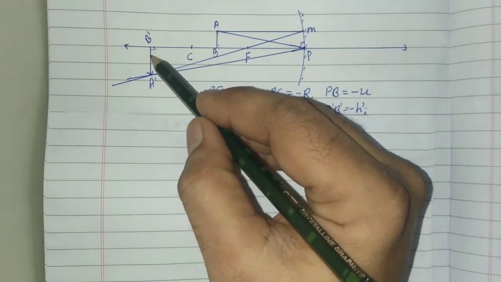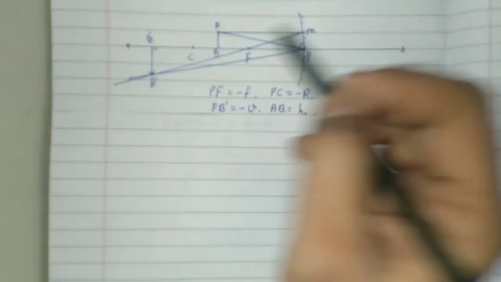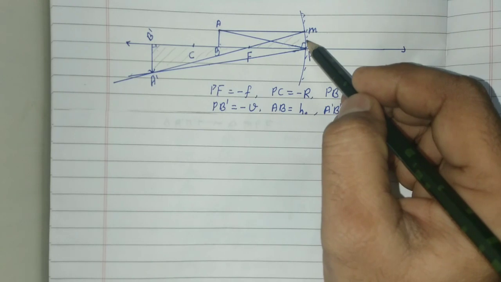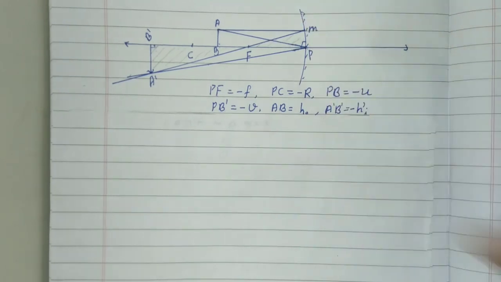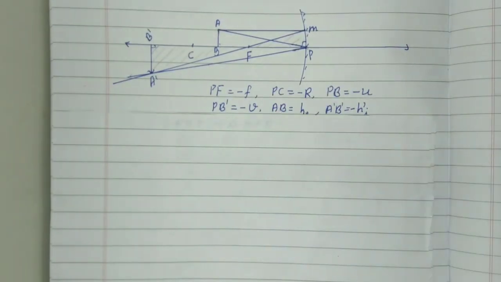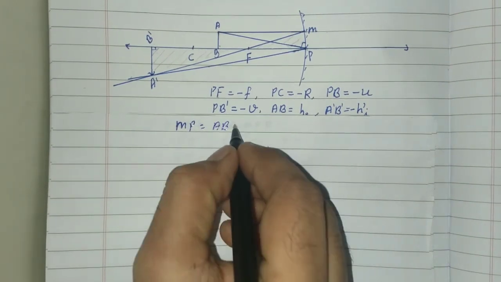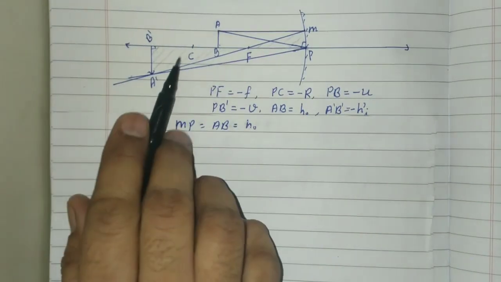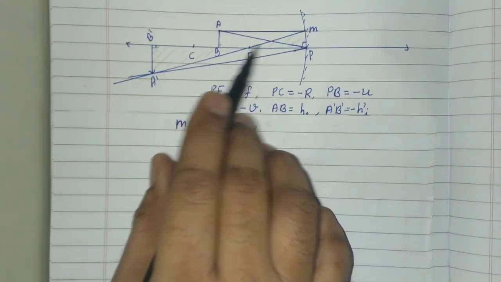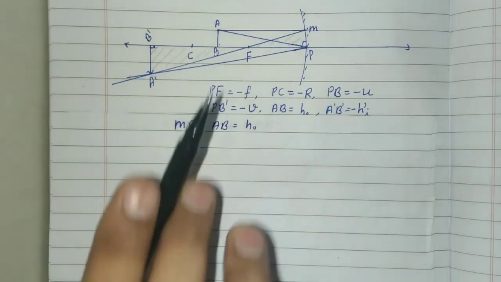Now take these two triangles which I am shading. One triangle is A dash B dash F and another triangle is MPF. Here arc MP is just like a line segment because the mirror is of small aperture, and we can notice that MP is equal to AB as both the segments lie between these two lines. So we have MP is equal to AB is equal to h0. Now these two triangles which I have shaded are similar to each other because in these two, angles are equal because they are vertically opposite, and angle B dash and here angle P are both equal to 90 degrees.